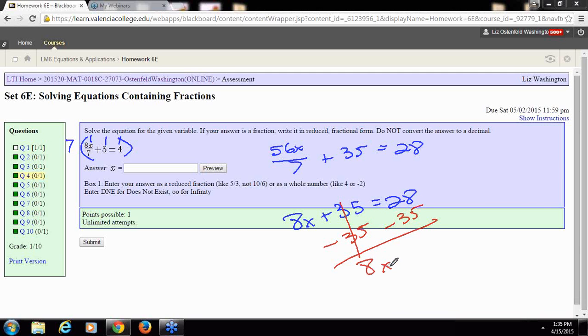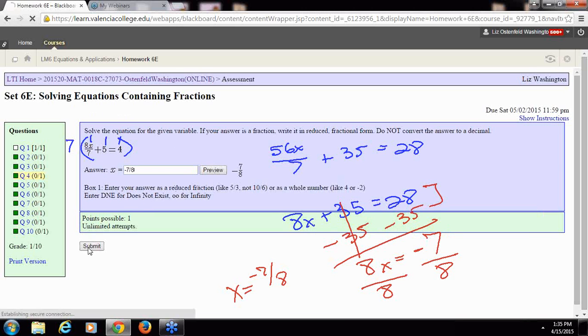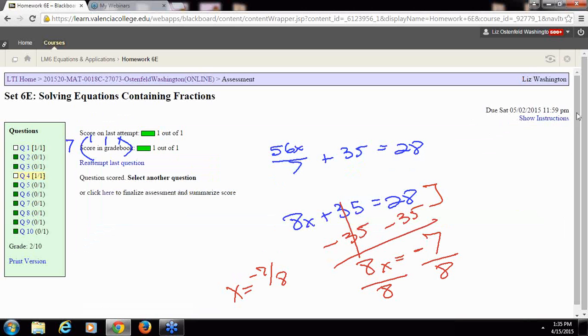So I have 8x equals, I'm going to take the sign of the largest number, which is a negative. And the difference between 28 and 35 is 7. To get x by itself, I'm going to divide by 8. So my final answer is x is negative 7 over 8. And I'm going to go ahead and type that in just so you can see how to type it in without a problem.